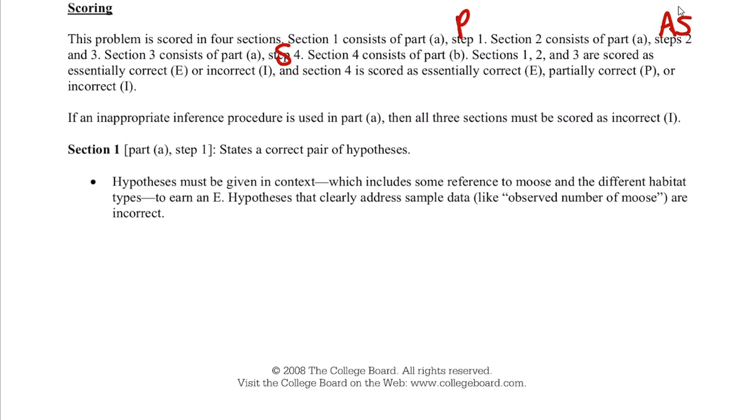And then here is where they tell you how to grade yourself. So we really want, see how it says given in context. That means that we define the P, or don't use symbols.